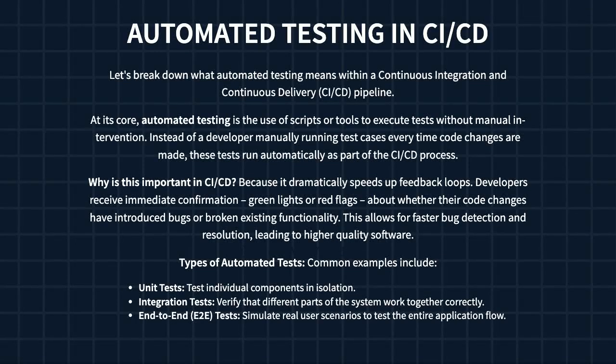Okay, let's talk about automated testing and how it fits into our CI/CD world. Essentially, we're talking about using scripts or tools to run tests automatically, no manual clicking needed. This is hugely beneficial because it gives developers instant feedback on whether their code changes have introduced any problems. Think of it like a rapid check-in system. We've got different types of tests too: unit tests, which focus on individual parts, integration tests to make sure everything plays nicely together, and end-to-end tests that mimic how a real user would interact with the application.